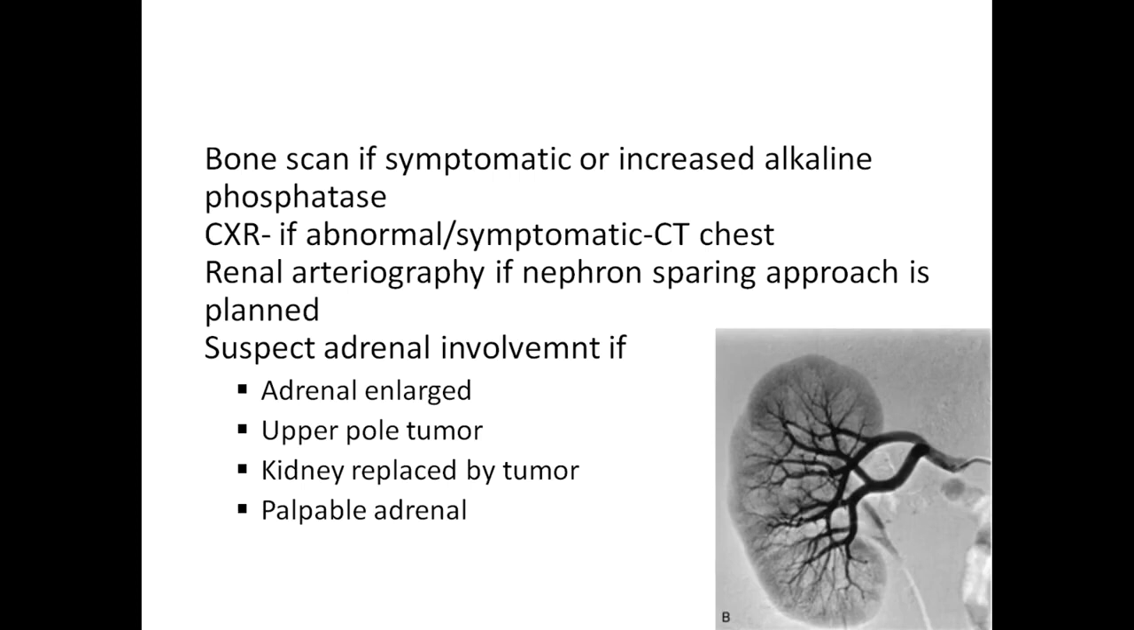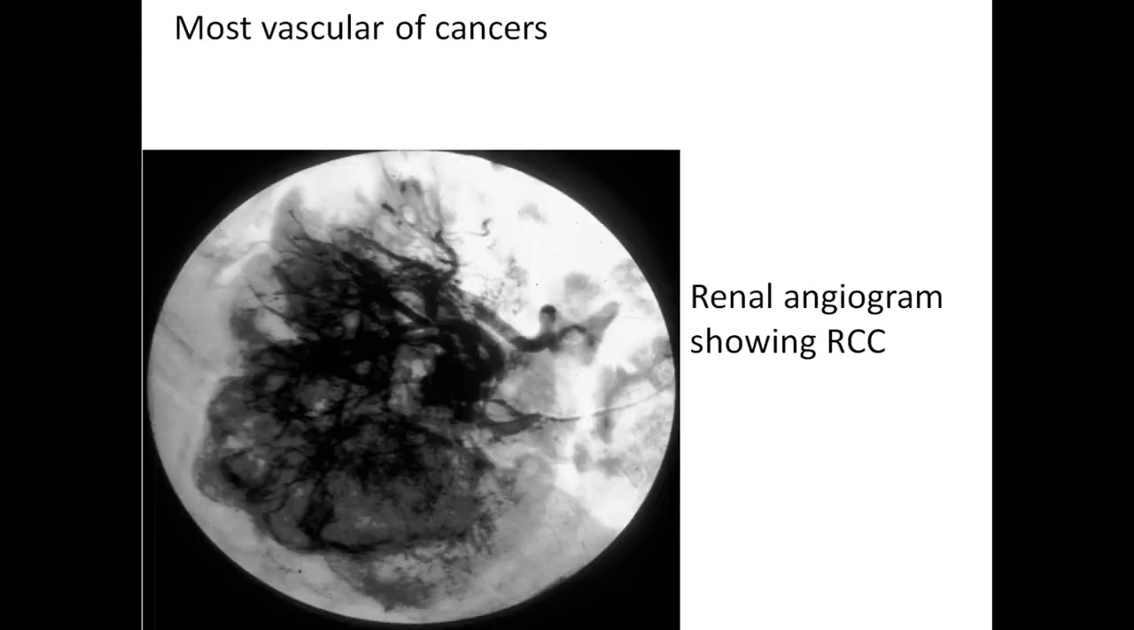And if you have an upper pole tumor with a possibility of adrenal involvement, you can do an angiogram as well. And this is the renal angiogram showing renal cell carcinoma. It's a very vascular tumor.